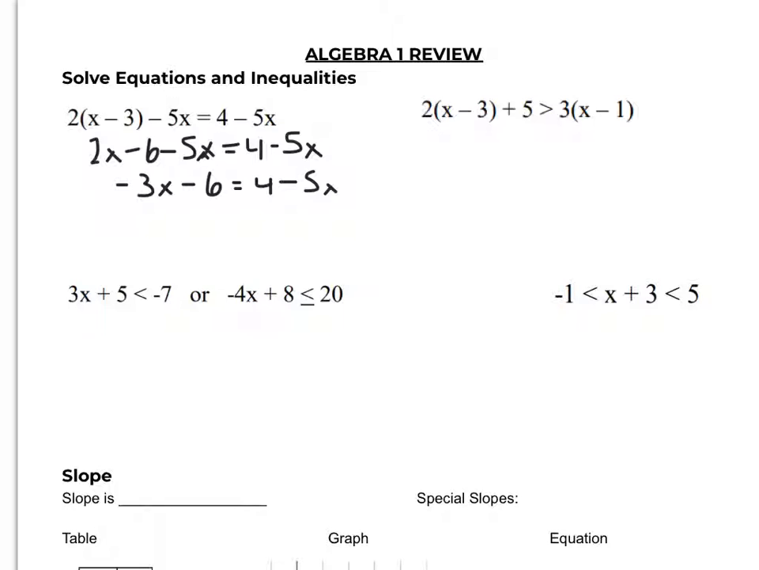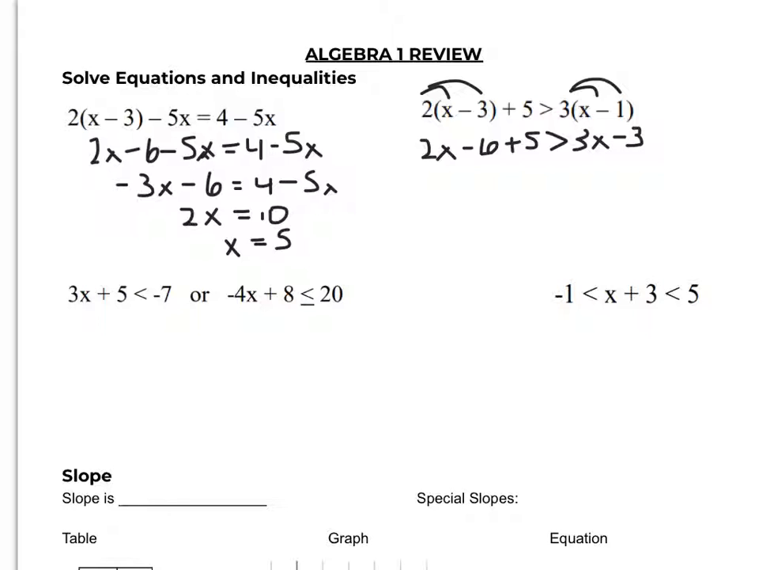I'm sure at this point most of this is review. Switching sides and everything, so x equals 10. Same thing happens with inequalities. The only difference with solving an inequality is that when I multiply or divide by a negative, then I will switch the sign of the inequality.